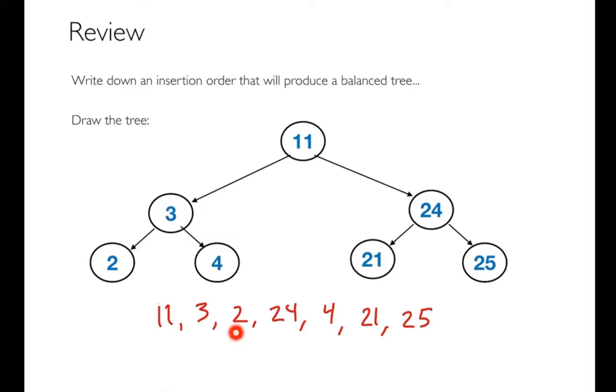And then of the values that are less than 11, I had 3 first. So I locked 3 in as the root of that subtree. And for the values that are bigger than 11, like these three, I had 24 first. So that's how I locked that in there. And then after that, it doesn't matter because I'll end up with this tree. Okay, so I carefully constructed an insertion order to get this nice tree. In practice, randomizing would probably do just fine.